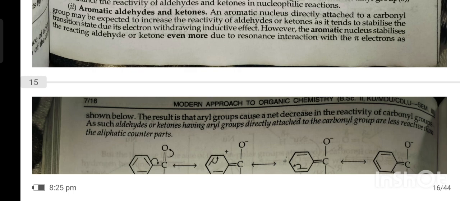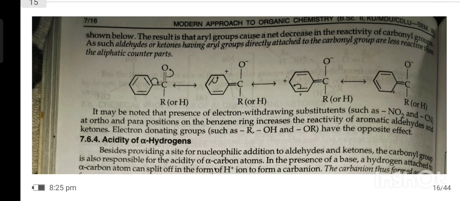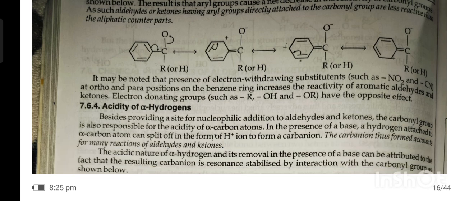As such, aldehydes and ketones having aryl groups directly attached to the carbonyl group are less reactive than their aliphatic counterparts. It may be noted that the presence of electron withdrawing substituents such as NO2 and CN at ortho and para position on a benzene ring increases the reactivity of aromatic aldehydes and ketones. Electron donating groups such as R, OH, OR have an opposite effect.